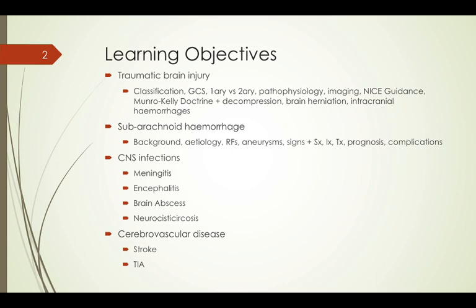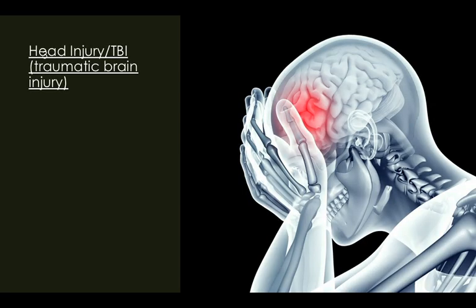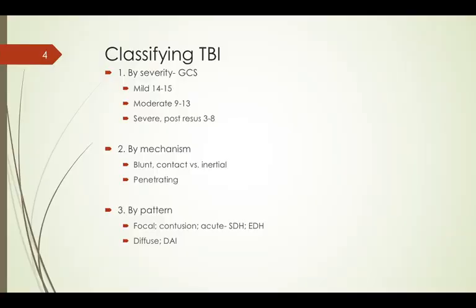But just briefly, we're going to be going through TBI, the different types, going through the GCS scale, some nice guidance on when to do CT heads, and also going through the Munro-Kelly hypothesis and the various types of hemorrhages. Then subarachnoid hemorrhage, basically going through a disease profile, a few infections under the central nervous system, and then strokes and TIAs. So to start with, head injury or traumatic brain injury.